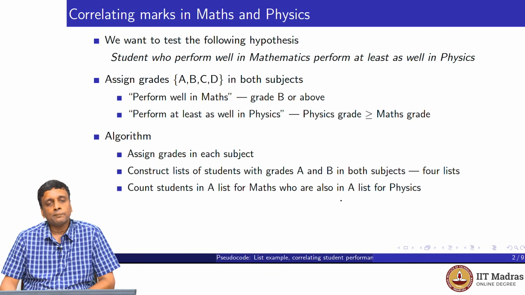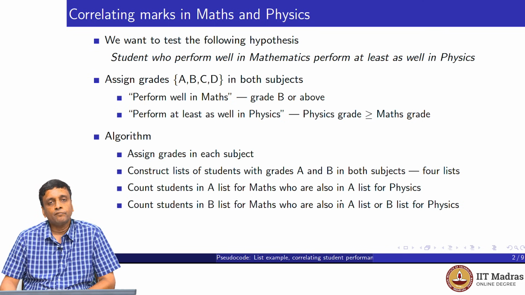Now we have to do this hypothesis validation. We have to check whether this hypothesis is true or not. So the first step is to check all those students who have got an A in maths. In order for the hypothesis to be true, those who have got an A in maths should also have got an A in physics. So you want to count how many students who have an A in maths also have an A in physics. So this gives you a number of students from that category who support the hypothesis. Secondly, you go to the list of B grades in maths, and now you check how many of these students have got either a B or an A in physics. So these 2 counts will give us a list of how many students confirm the hypothesis.